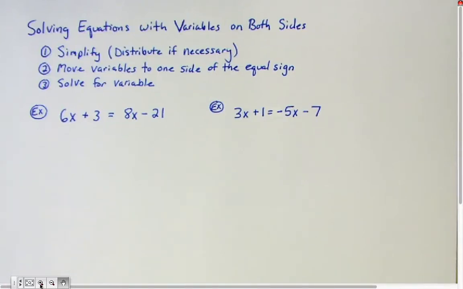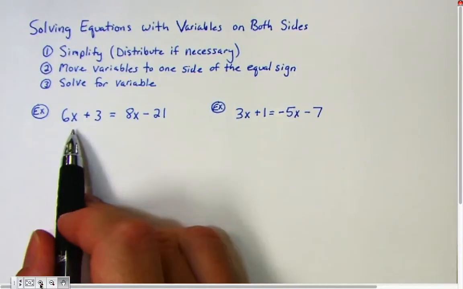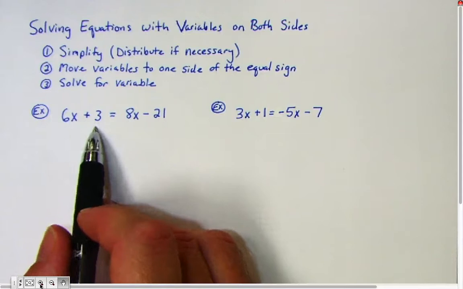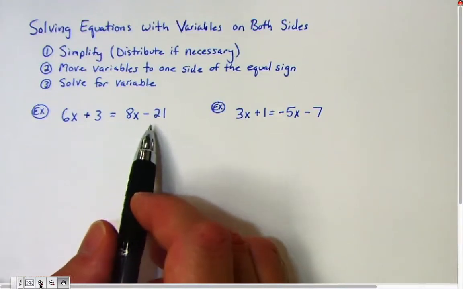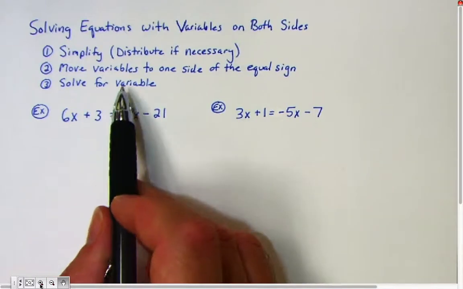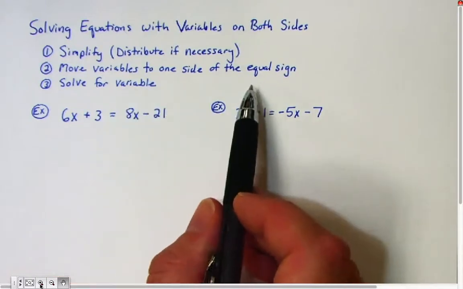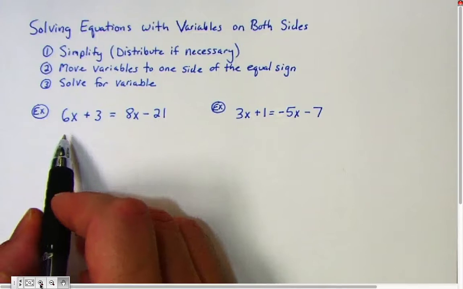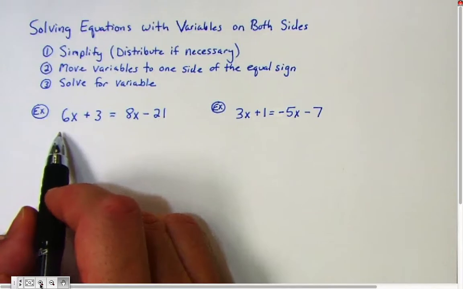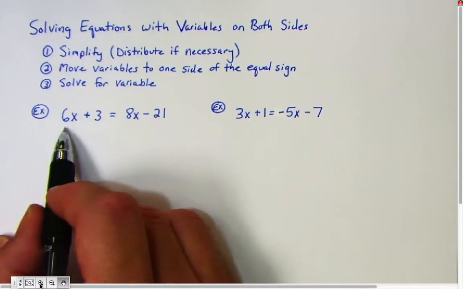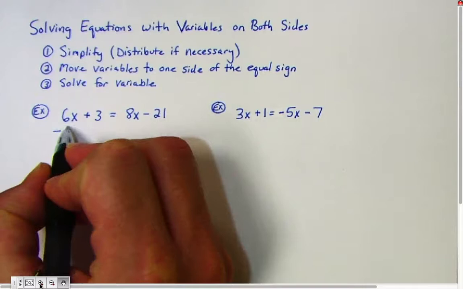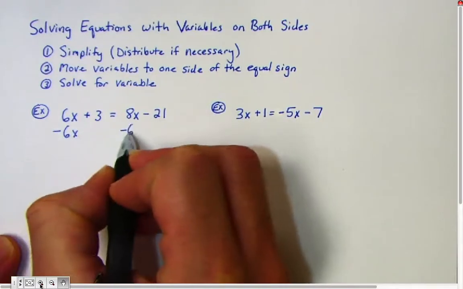In the first example, we can see that each side of the equal sign is already simplified and there's no need to distribute. We have 6x plus 3 equals 8x minus 21. Now what we need to do is move variables to one side of the equal sign. I recommend that the variable that you undo, so to speak, is the one that has the lowest coefficient. Here we have 6x, here we have 8x. 6 is less than 8, so let's subtract 6x from each side.